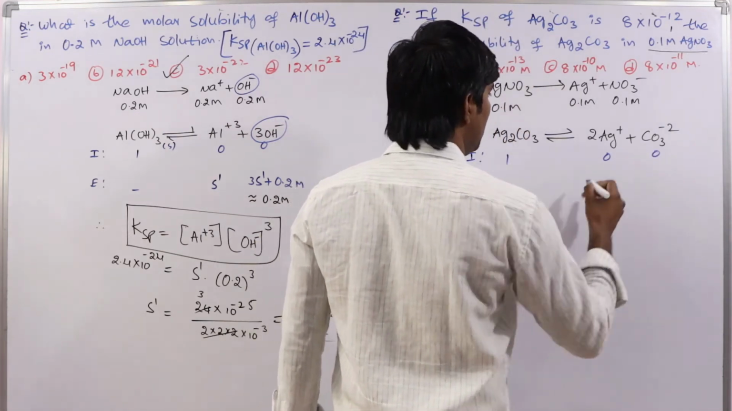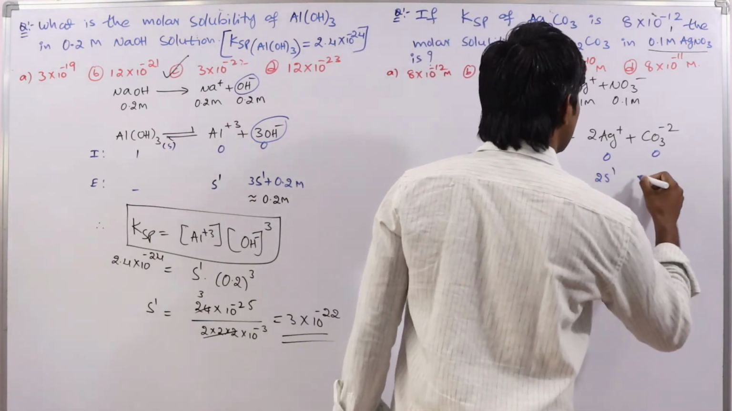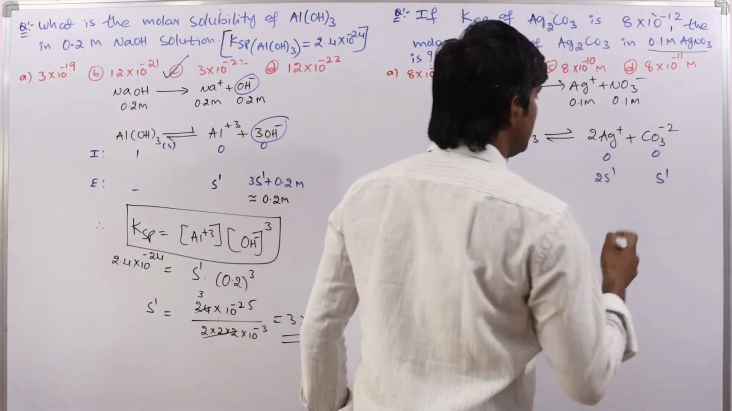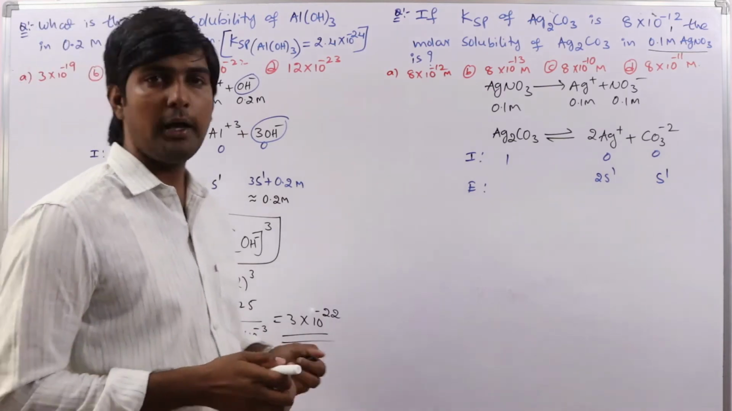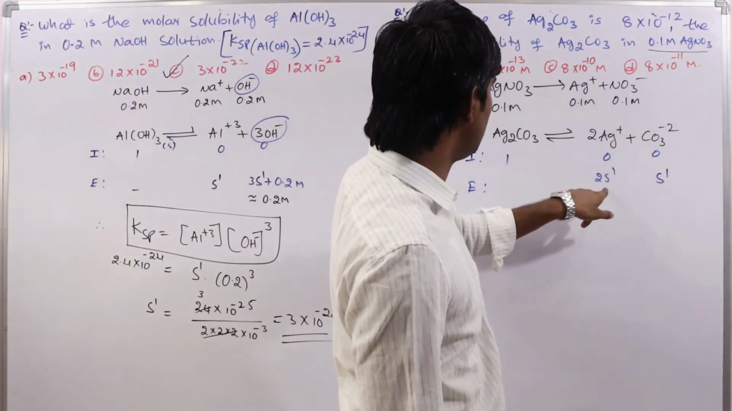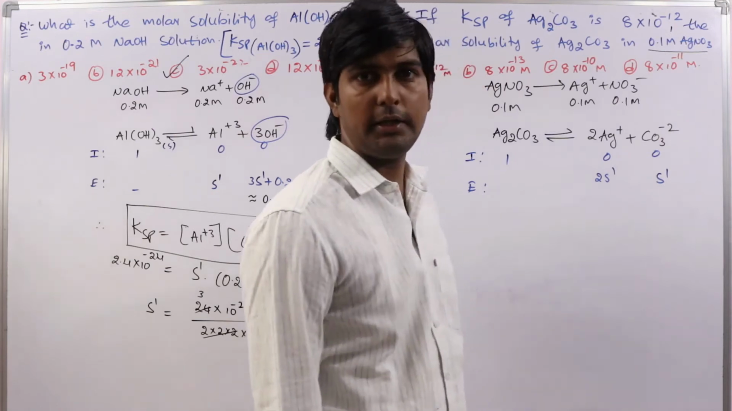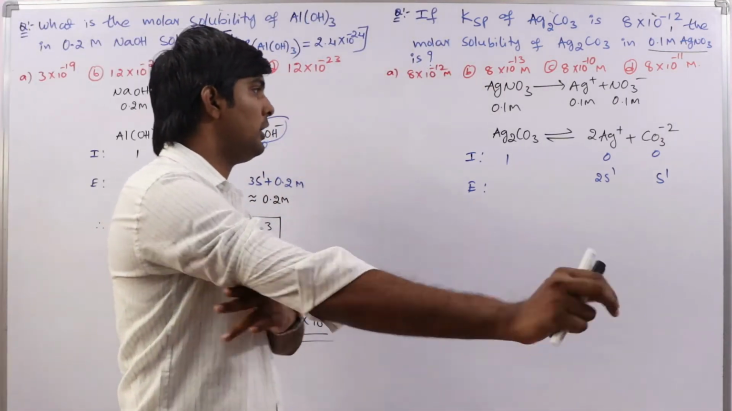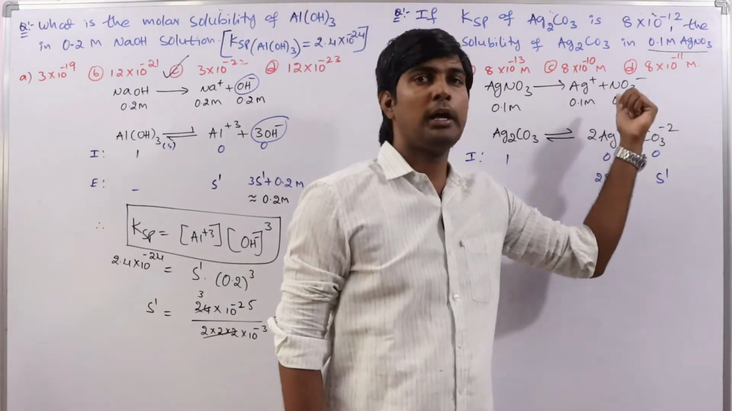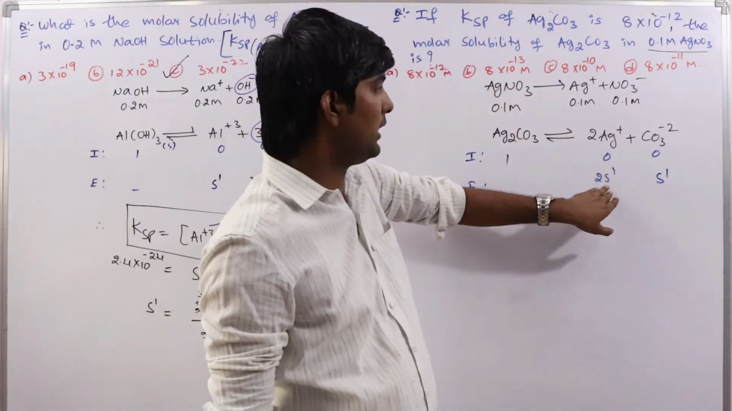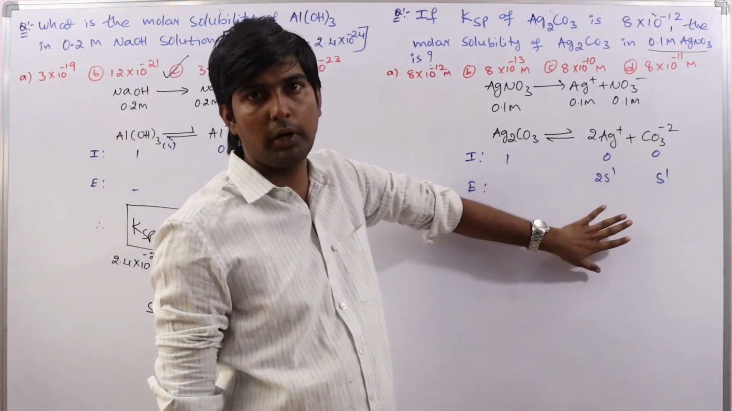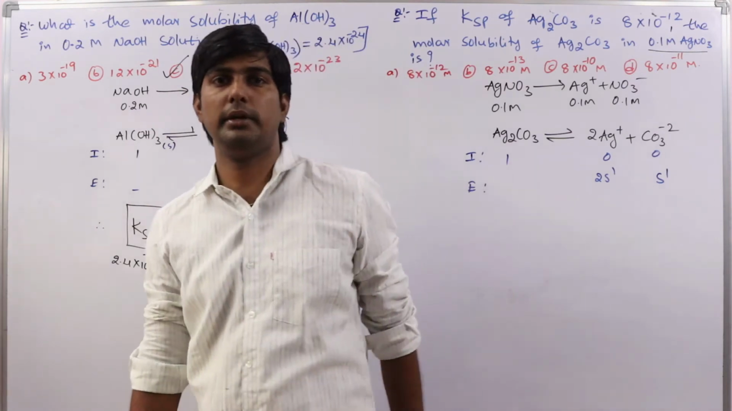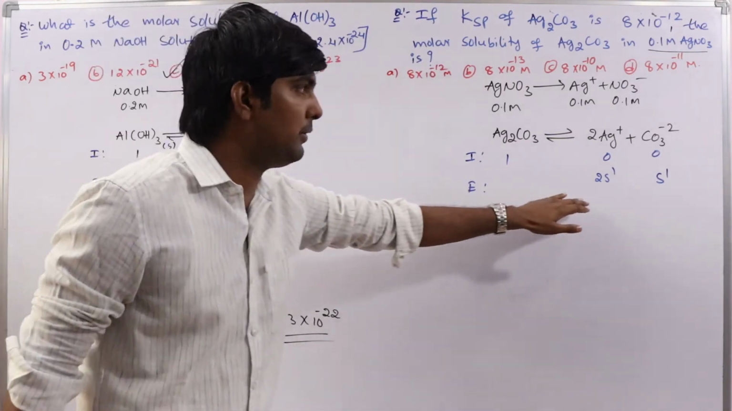At equilibrium we are assuming 2S dash and this one S dash, because only one ion is present. Yes or no? See, for one carbonate ion S dash, we have 2 silver ions, so that's why 2S dash. Why are we taking S dash here? Because we are going to calculate solubility in the presence of a common ion. So that's why we are taking S dash here. If you take S also, no problem. But in the theory concept I explained by using S and S dash, so explaining in this way only.